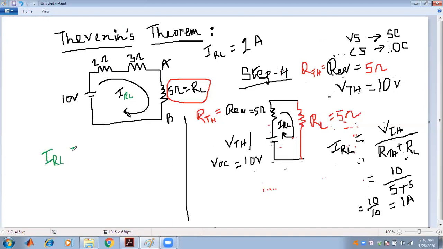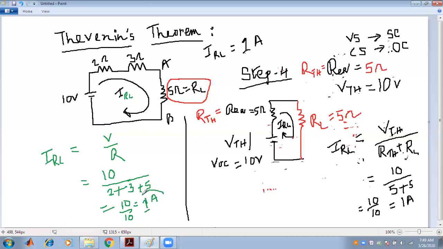How can we check that this answer is right? Same concept: the total voltage divided by the total resistance. The total voltage is 10 volt and the total resistance is 2 plus 3 plus 5. The same amount of current is flowing, that is 10 by 10, so it is 1 ampere. So we can easily cross check that both the answers are right, and both are 1 ampere.